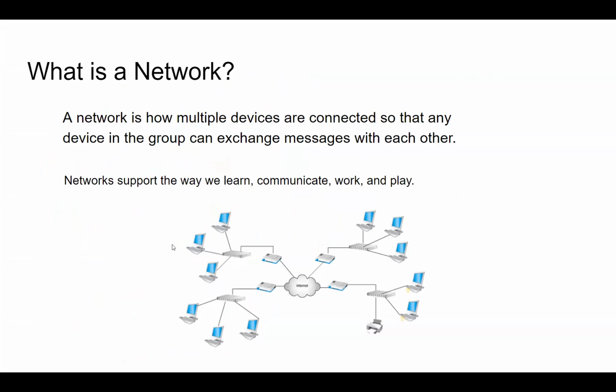For example, in the picture below, the computer will want to communicate with other computers so that they can send messages to each other. By using the cables, which are part of the network, the messages can be sent. So for example, if this computer wants to send a message to this computer, then the message will be sent through the cables and through the internet and then finally to the destination.